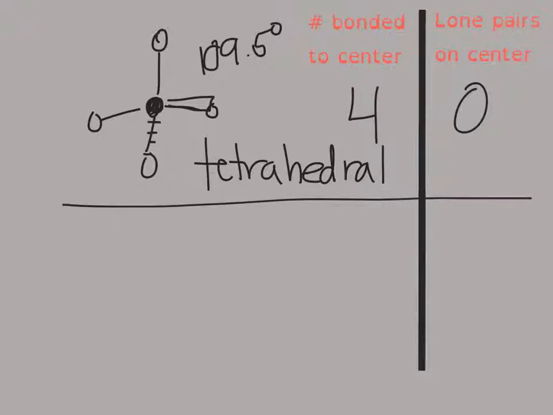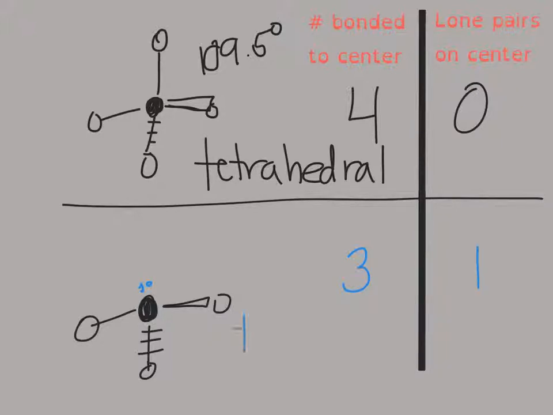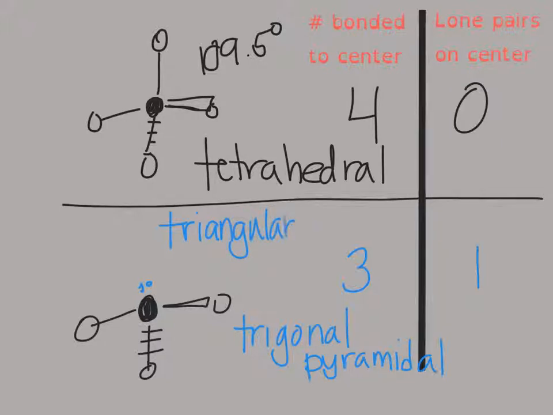Okay. Now, if we take away one of these atoms that are connected to the center, and we leave the 3 on the bottom, and then replace it with a lone pair on the top, we would have 3 things bonded and 1 lone pair. Now, this one is called trigonal or triangular pyramidal. I have seen it in both sources, so I'll write it both ways. The important part is pyramidal.